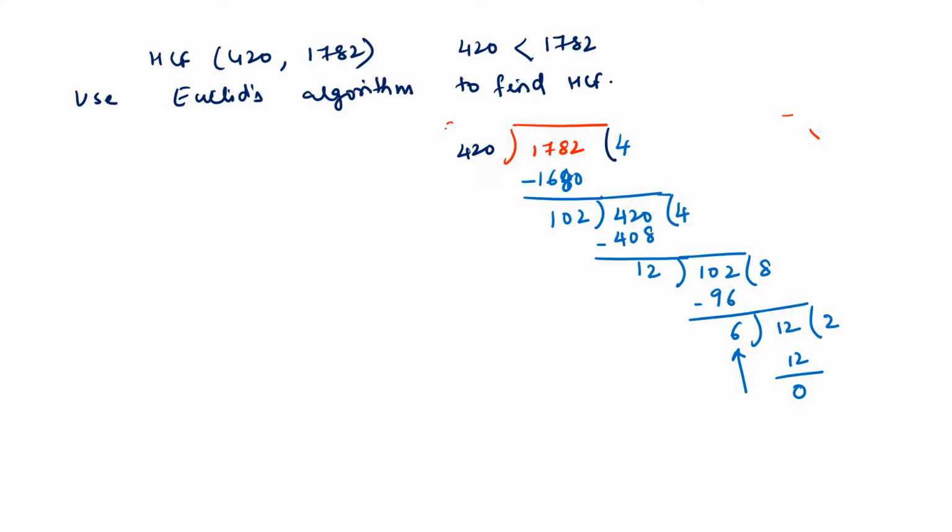Now for this part, write the Euclid's lemma. You can refer to the division here itself. Now tell me, what will you write for the first one? 1782 equal to 420 into 4 plus 102.